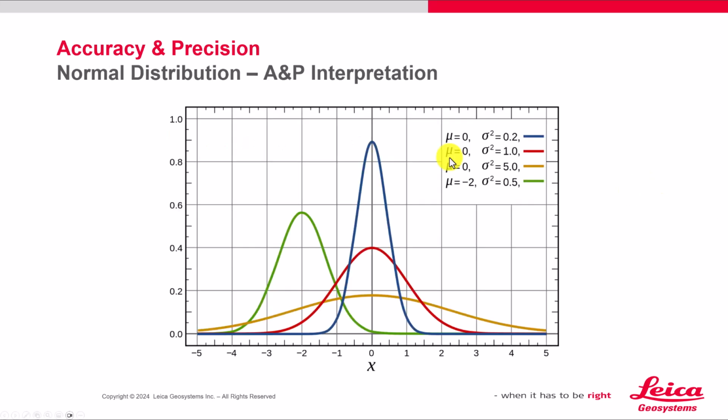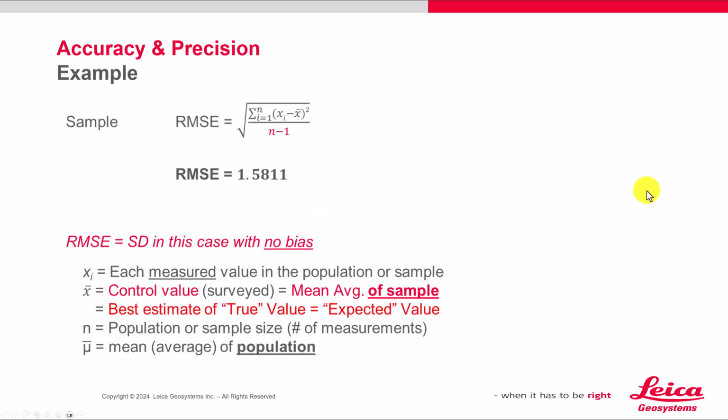Let's look at some examples here. The blue curve has a really low standard deviation, so all the data falls really close to the mean. The red is a little bit worse, so it has a higher standard deviation, and the copper or brown has a really high standard deviation. Now, they all come up with the same answer. They mean out at 0, except for the green one, which has a bias in it, and it needs to be corrected.